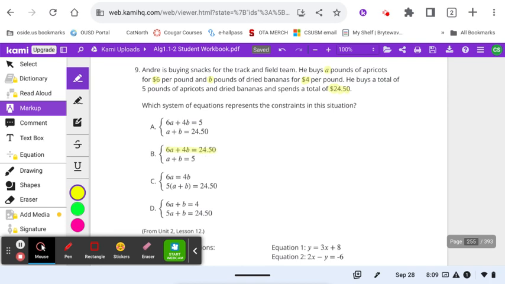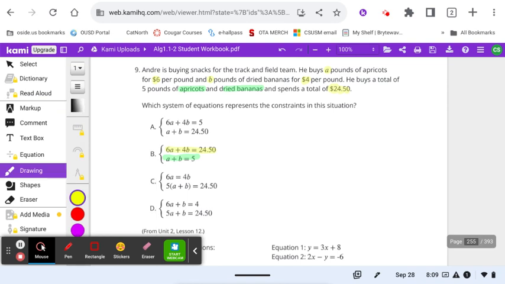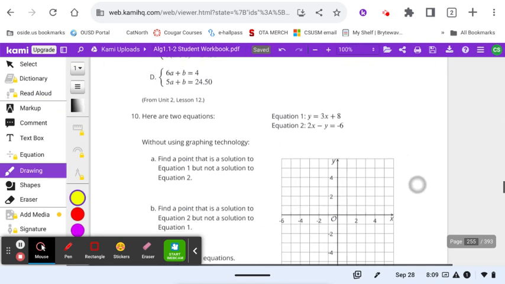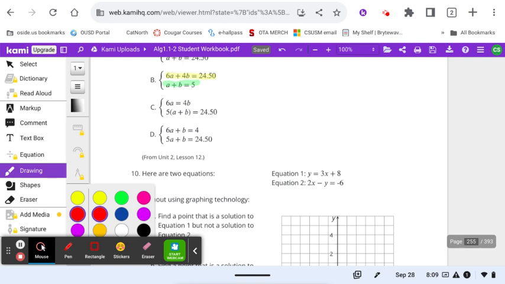Well, it could be this one. None of the other ones have it, so I guess that's probably our answer. And then the other thing that makes the other equation is that we have a total of 5 pounds of everything, apricots and dried bananas. So that's where this other equation comes from for the total of 5 pounds. There's our 2 equations. How'd you do? That means that B is our answer.